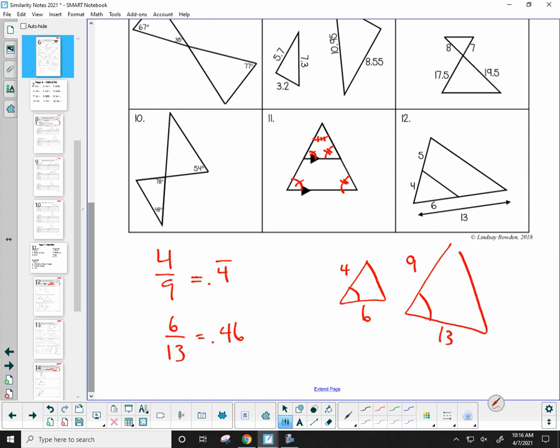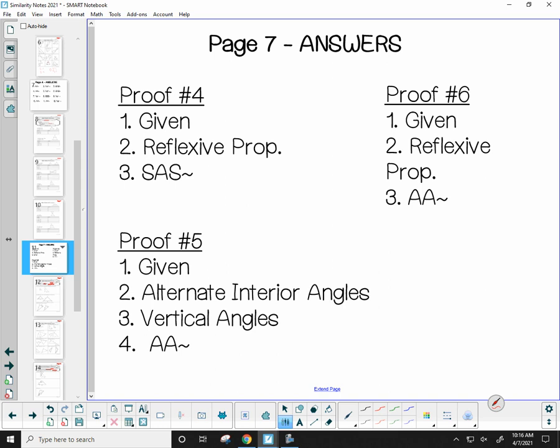All right, then you had 3 proofs to finish for me. I'm going to check those answers real quick. This is on page 7.